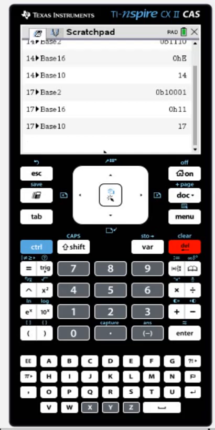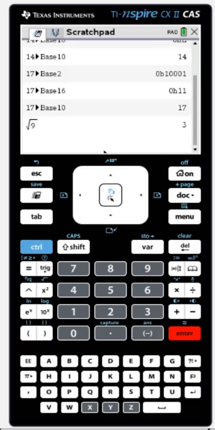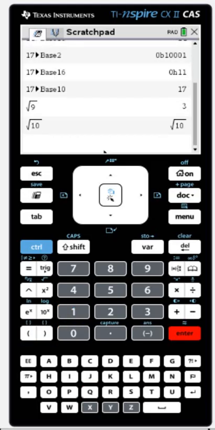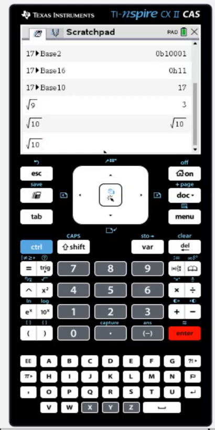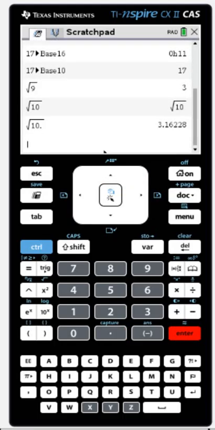Lastly, what are radicals? Radicals are different from radix. A radical is a root. So if you have, for example, the square root of 9, you know that's 3. The square root of 10 is a little bit more than 3. If you want to know the precise value, you can just type in the square root of 10.0 or 10 point to get a decimal approximation.